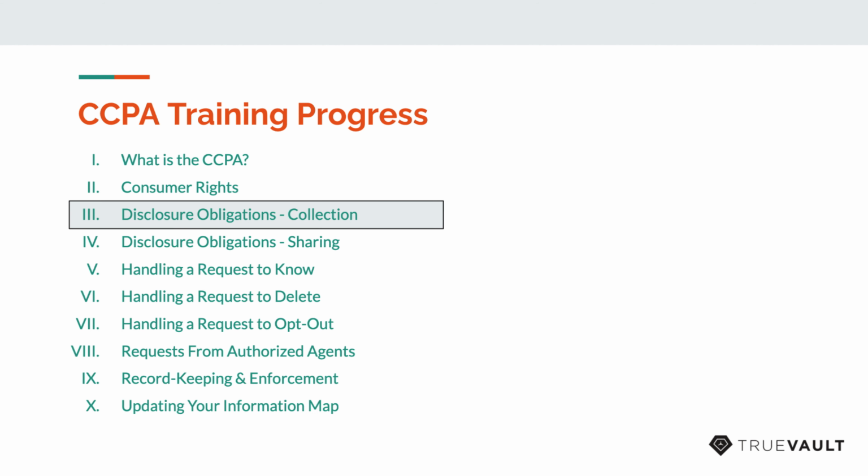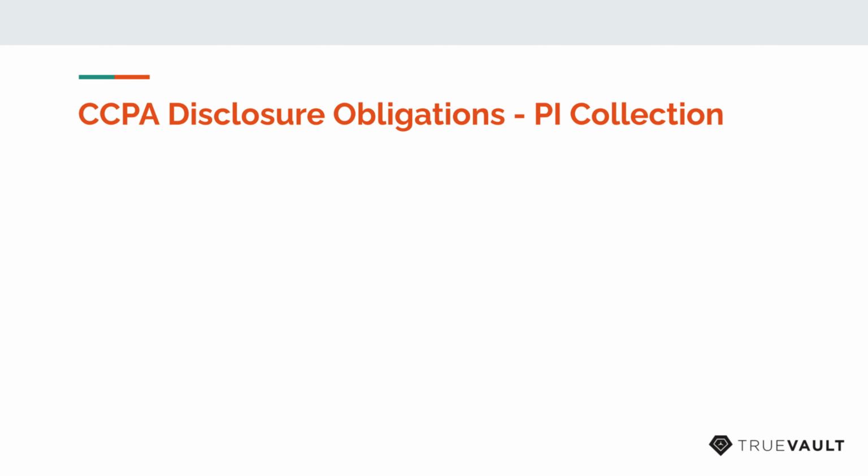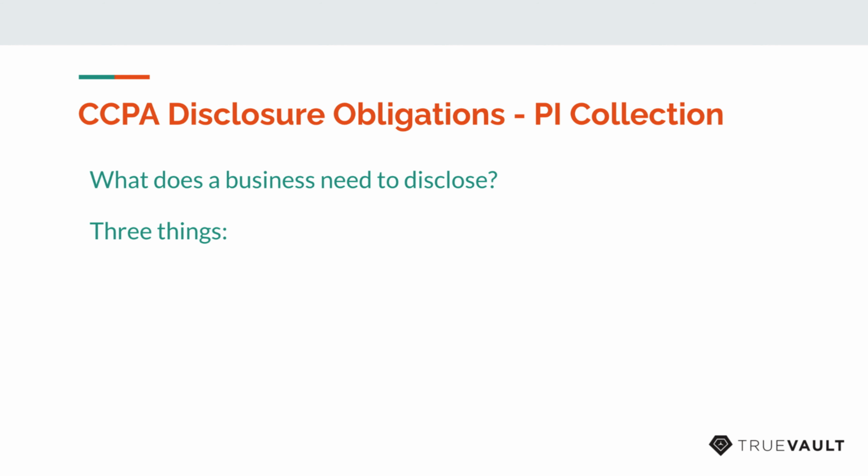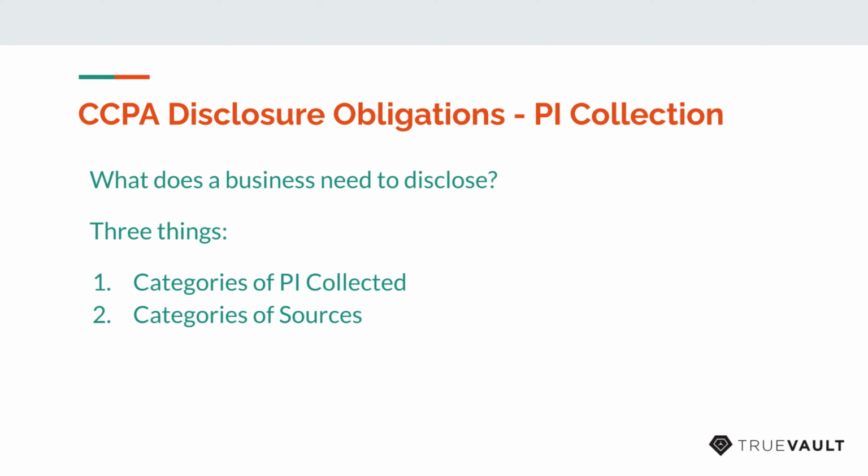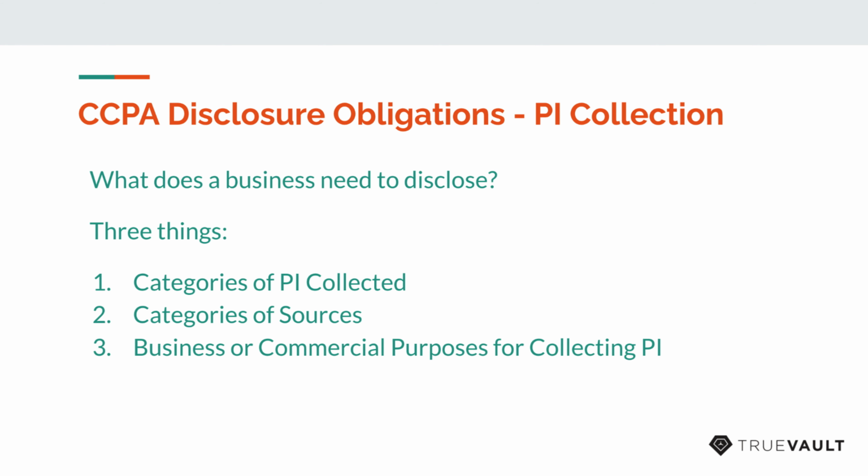Now let's learn about a business's disclosure obligations regarding its personal information collection practices. Let's dive deeper into what a business is required to disclose in response to a consumer's request to know. A business must disclose 3 types of information concerning their personal information collection practices: categories of personal information collected, categories of sources, and business or commercial purposes for collecting information. Let's start by understanding categories of personal information before moving on to sources and purposes.